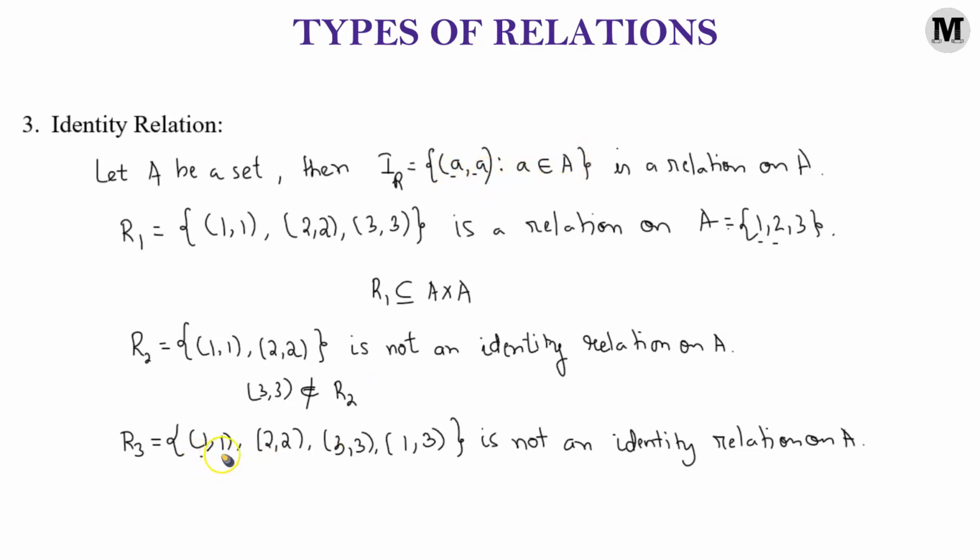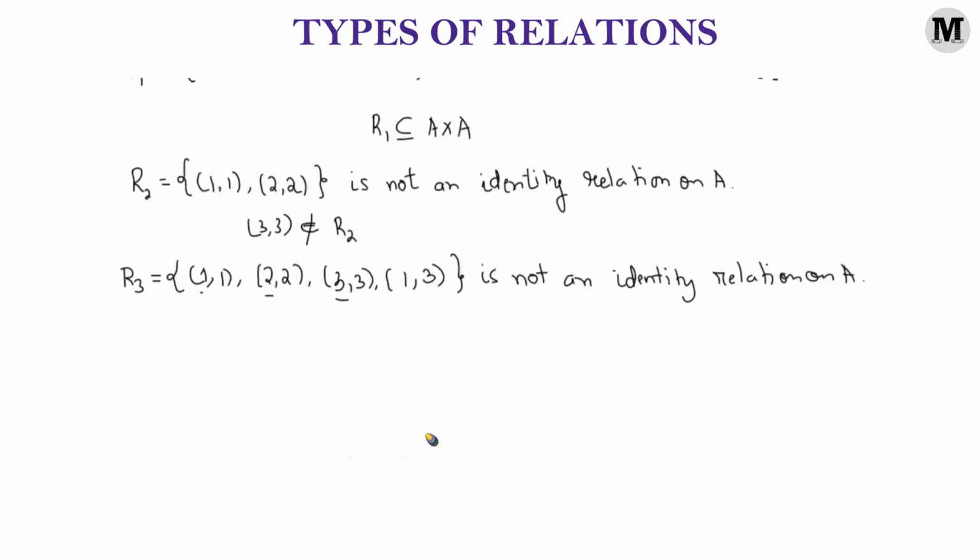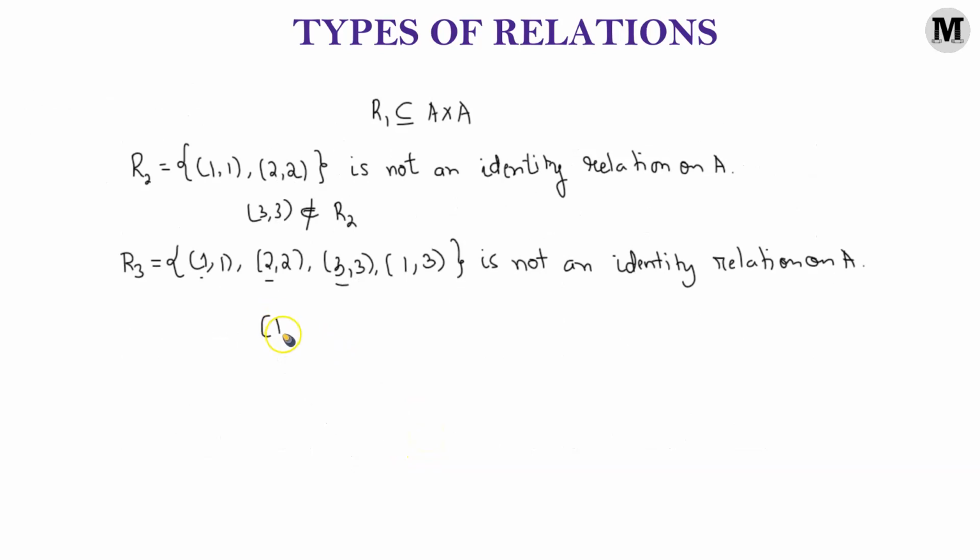So here we have 1, 1, that is fine. Then we have the ordered pair 2, 2, and next we have 3, 3, that's fine. But here we have an extra element in R3, which is 1, 3. Now, although 1, 3 belongs to the Cartesian product of A itself, it belongs to R3. This should not have been the case. It should not have belonged to R3.